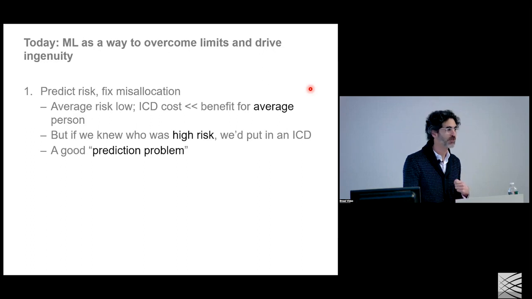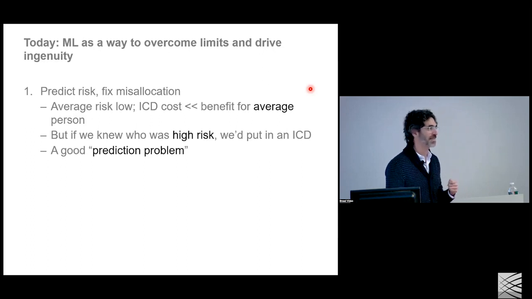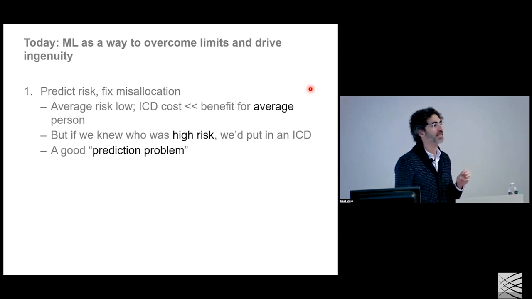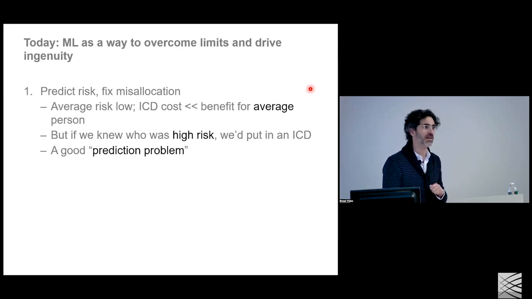But the higher the risk gets, of course, the more favorable that cost benefit ratio gets. And so if we could just identify people who are at high risk of needing this thing and get the thing into them in time, it would be hugely valuable. And it's a great machine learning problem because you don't necessarily need to know why someone is high risk. You just need to know that they're high risk and that this thing would help.